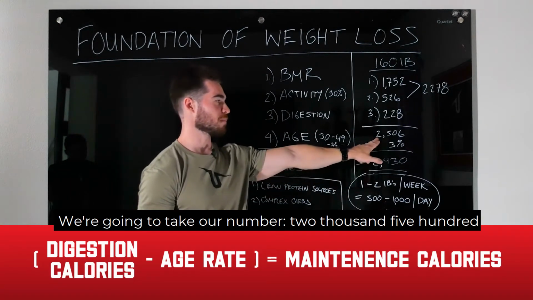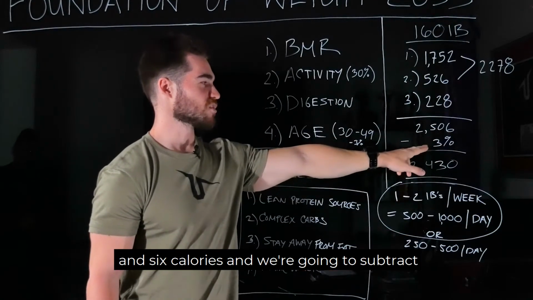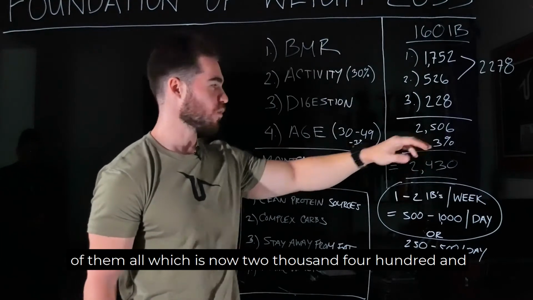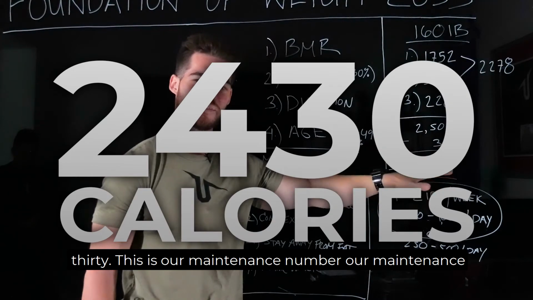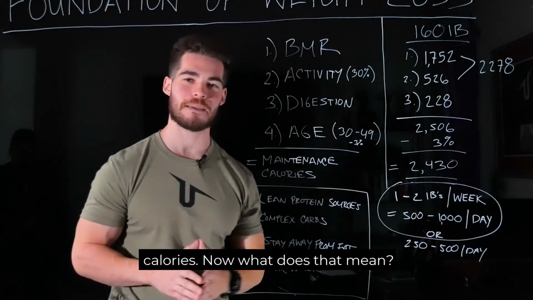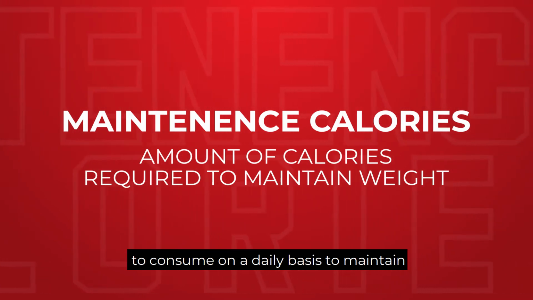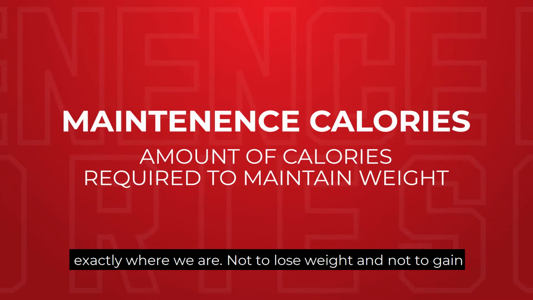We're going to take our number, 2,506 calories, and we're going to subtract 3% to now get the most important number of them all, which is now 2,430. This is our maintenance number, our maintenance calories. Now, what does that mean? This means that this is the amount of calories that we need to consume on a daily basis to maintain exactly where we are, not to lose weight and not to gain weight.